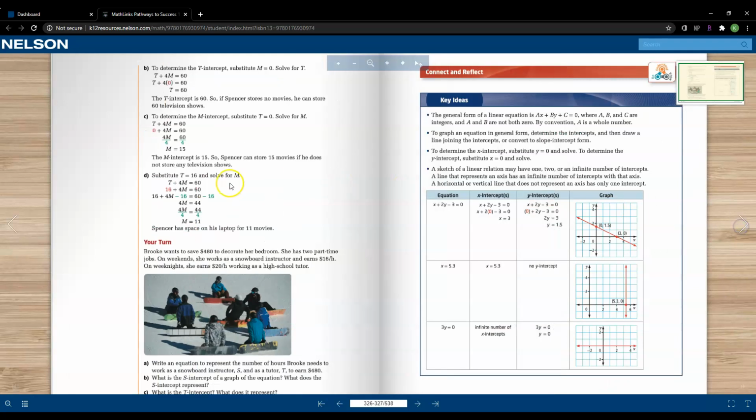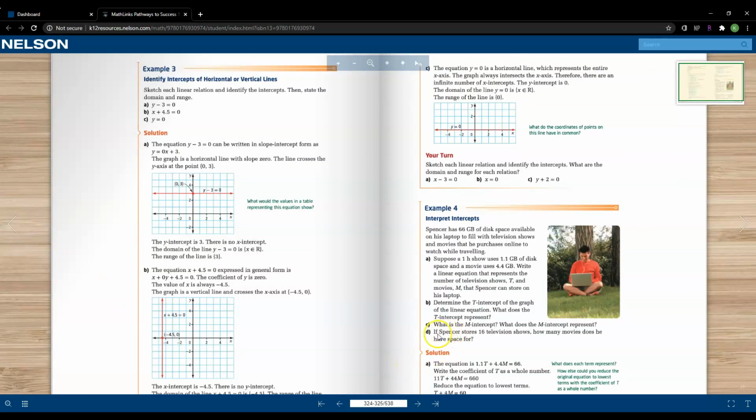All right. So they're going to do the same thing here. So they can plug in 0 for T in our equation. The hard part is just getting the equation, I guess. And then now you just solve for M, right? So 4M equals 60, divide by 4 on both sides. M is equal to 15.